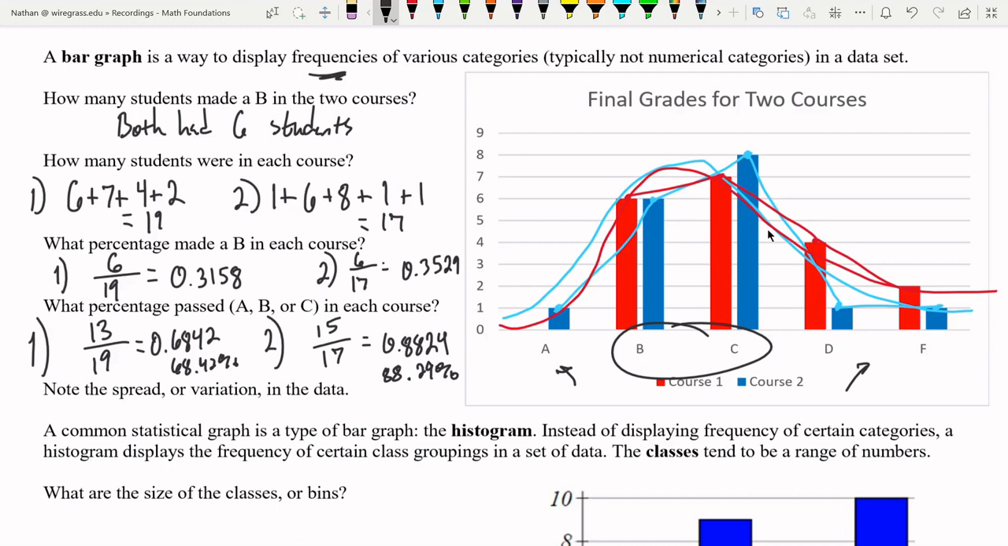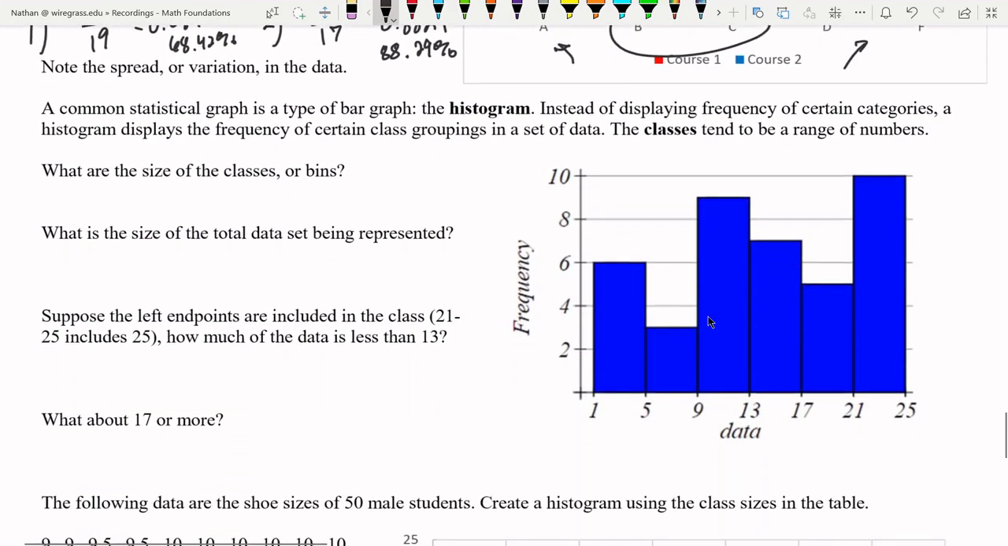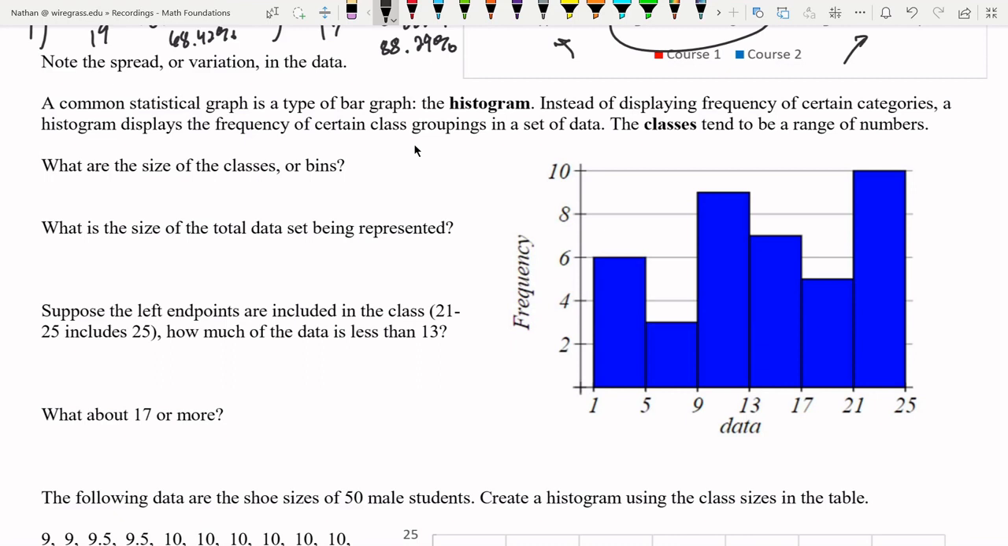Now, instead of looking at these bar graphs, we can also look at a different type of bar graph, which is called a histogram. And a histogram really shows frequency of ranges of numbers. Previously, bar graphs are used for qualitative data, things that aren't numbers, whereas a histogram works best with quantitative data. And so this is how a histogram typically looks.